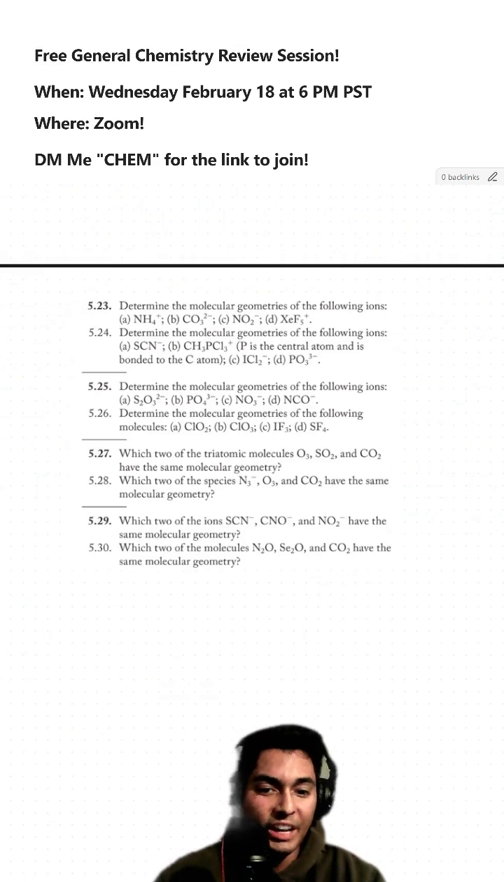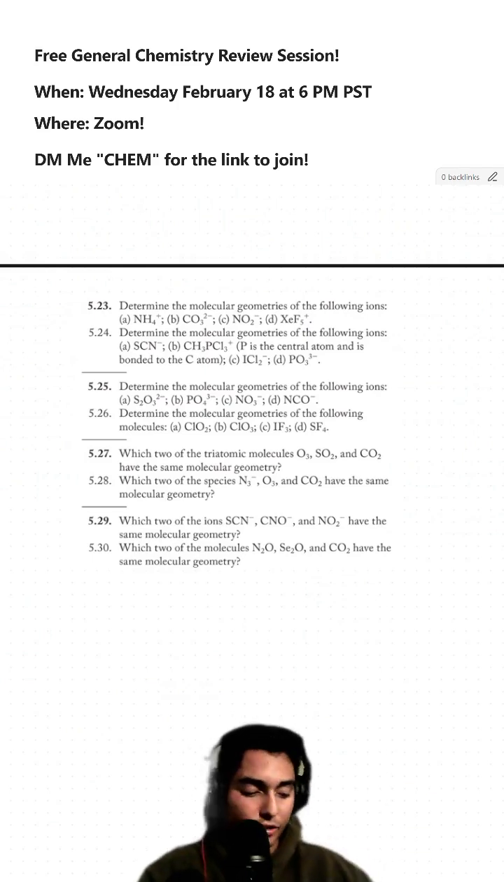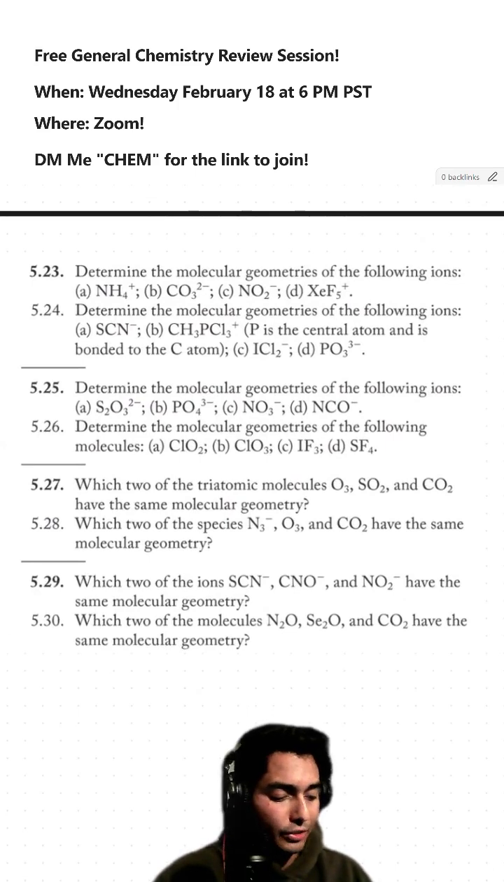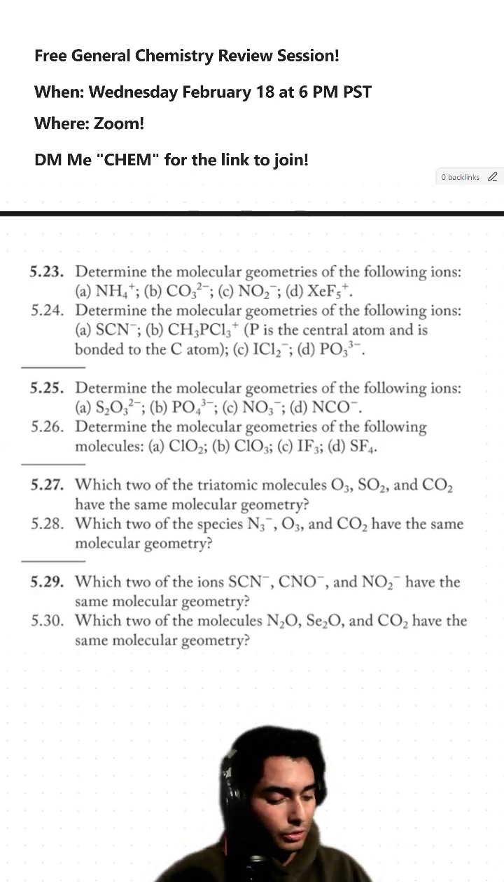We're going to do kind of the same idea, though. It's relatively the same topic. It's still going to be Lewis structures, but now we're going to add an extra layer. We're going to talk about molecular geometry. So we have to determine the molecular geometry for each of the following ions, starting with NH4+.